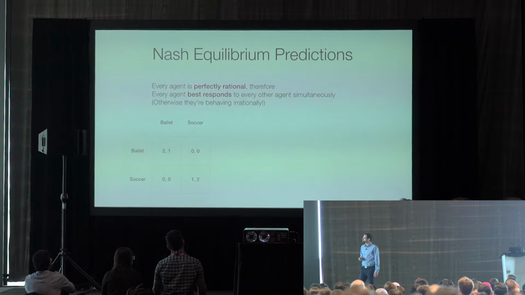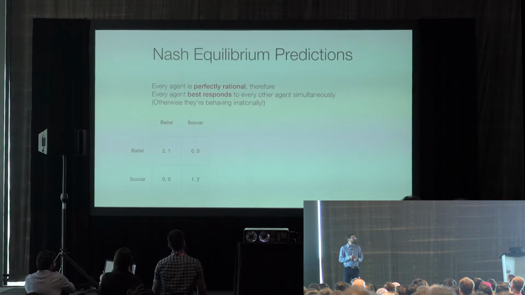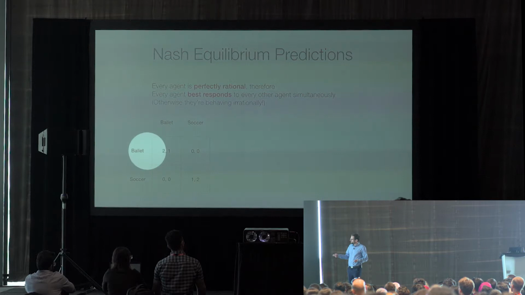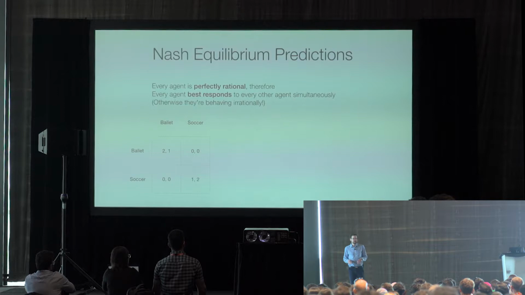And so if they coordinate, they show up at the same event. Let's say they both pick ballet. Well, the row player likes ballet, so the row player is going to get a payoff of two. But the row player also likes their spouse because that's why they're married, and vice versa. And so the column player doesn't really like ballet all that much, but they're happy to be spending time with their spouse, so they get a payoff of one. The row player is better off; they get to spend time with their spouse too, but they also get to go to the ballet. Okay, and then you have the symmetric situation with soccer.